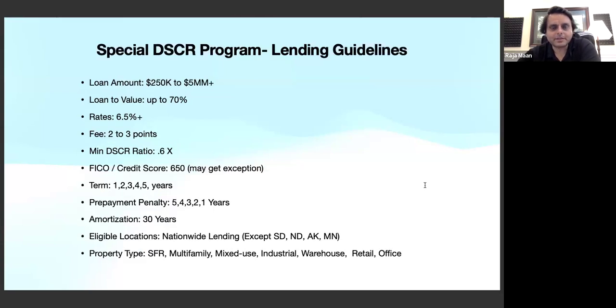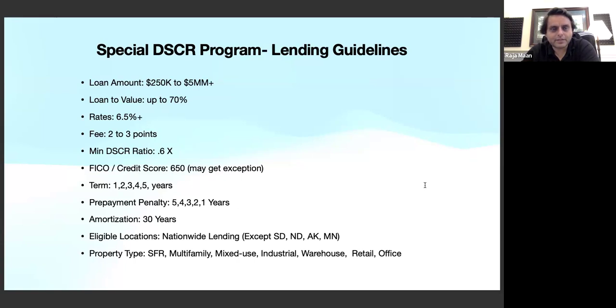So this is a special DSCR program. It's a small ticket item. Here we don't care about DSCR ratio as much. We can go down to like 0.6, sometimes even 0 for smaller deals. So the loan amount starts from $250,000 to $5 million. Loan to value, we can go up to 70%.